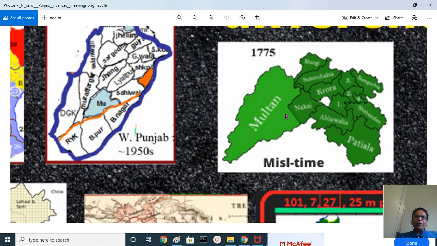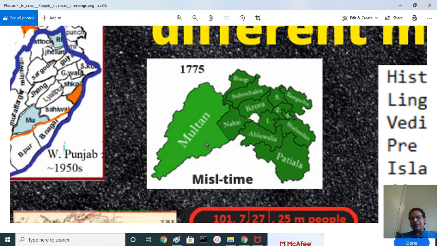Multan was ruled by a Musalman Nawab under the nominal control of Duranis. During 1775, these are the misls. Misl is a Persian word, meaning a small kingdom. It's not a kingdom, it's a principality, a local region. And the Patiala region was ruled by Phulkian misls, Ahluwalia misls, and Ramgarhia misls here, and Sukerchakia misl, to which Maharaja Ranjit Singh's family belonged, and Bhangi misls, and so on. This is round about the birth of Maharaja Ranjit Singh.